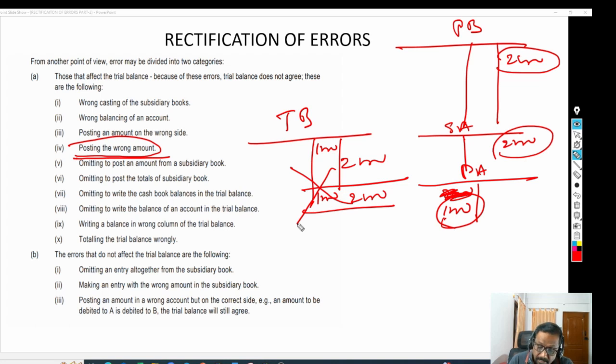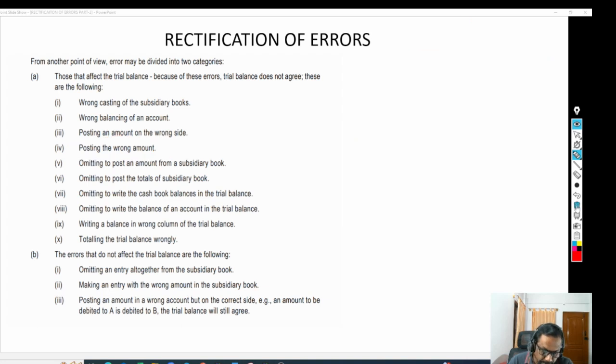So while posting, wrong amount. Instead of 2000, I posted 1000. It is a wrong amount, right? Since it is a wrong amount posted, my trial balance is not tallying. Are you getting my point? Right. Omitting to post an amount from a subsidiary book.